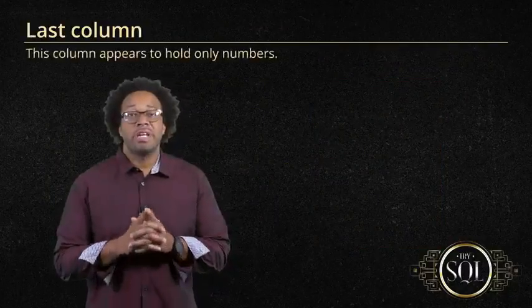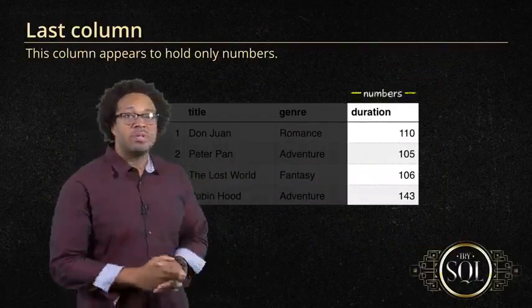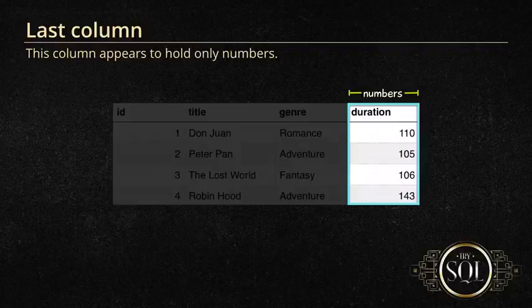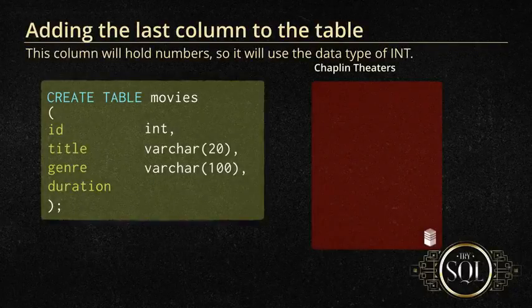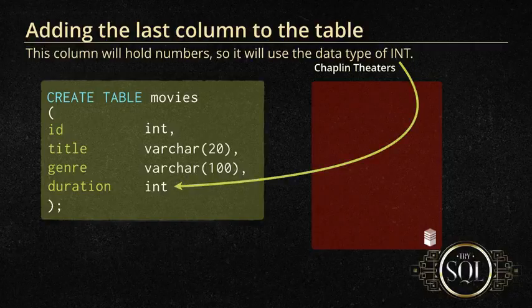The last column from our data grid, duration, looks like it only holds numbers. So, based on that fact, we can finally name the last column duration and give it a data type of int. The data type may appear to be the same as that of ID, but we know that movie times can be the same. Therefore, this column will not be the primary key or hold unique values.